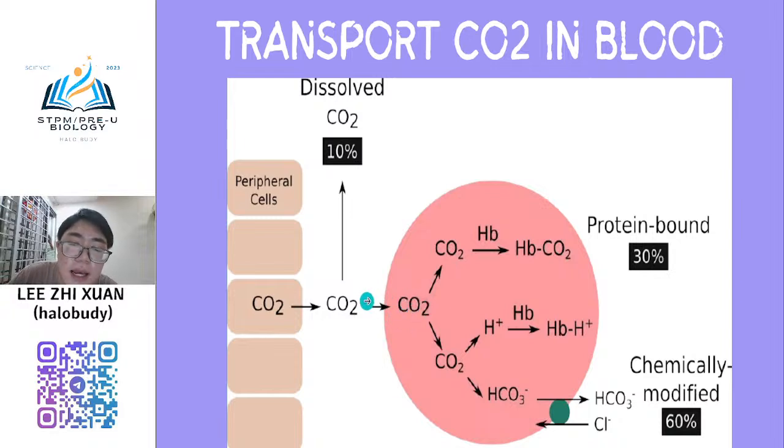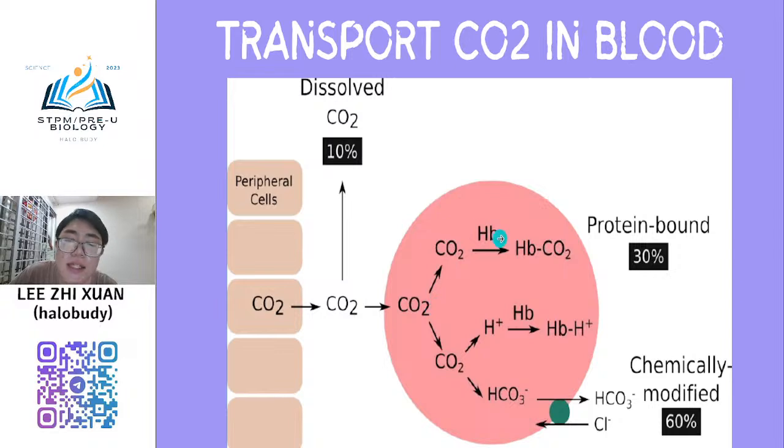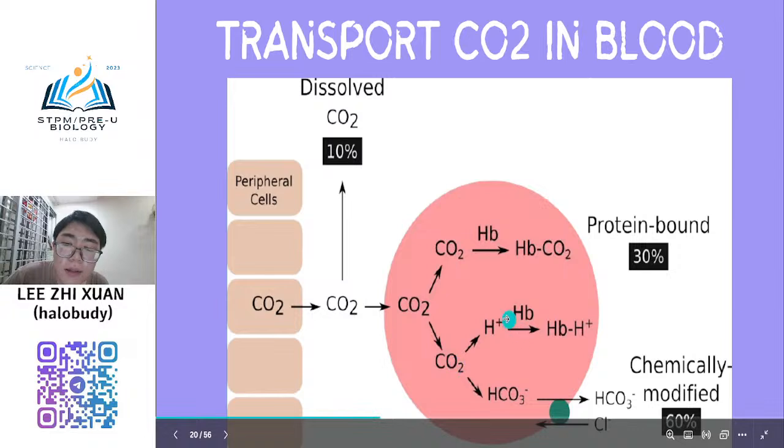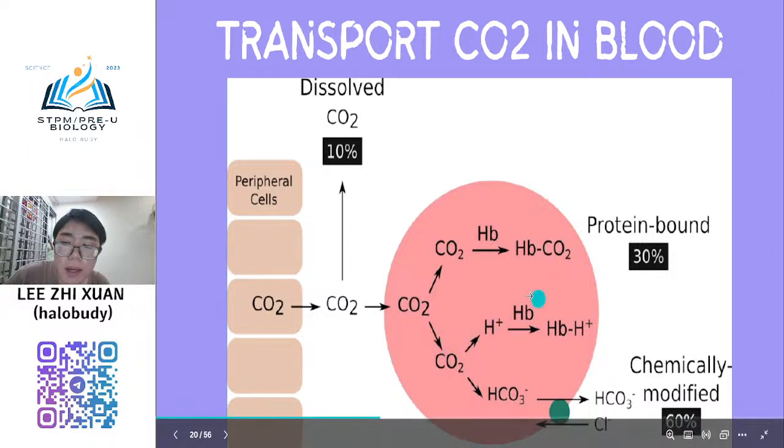Another pathway is that it diffuses into the erythrocyte. When it enters, either it directly reacts with hemoglobin to form carbaminohemoglobin, or it undergoes a chemical reaction to form bicarbonate ion. The most important part is this chemically modified pathway, because the larger portion of the carbon dioxide, about 60%, though some books say about 70%, will use it. Anyway, it is the larger portion. Almost all the carbon dioxide will pass through this pathway.